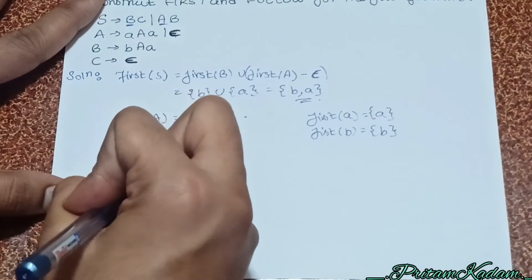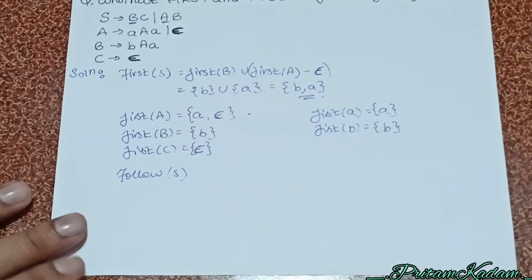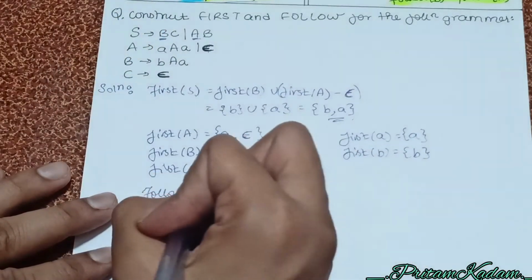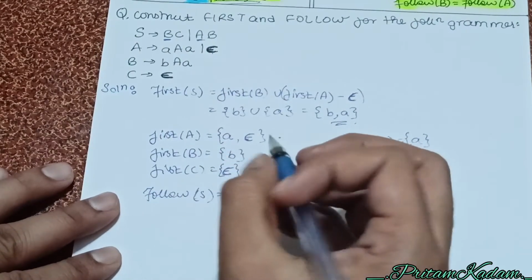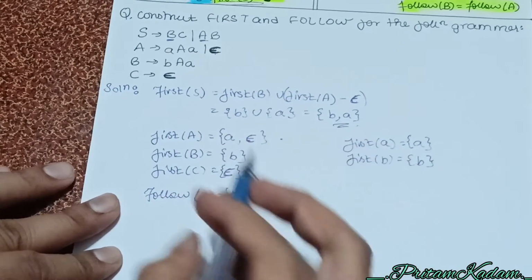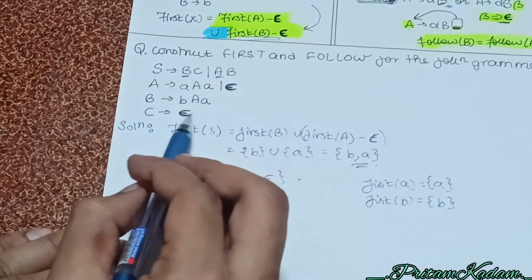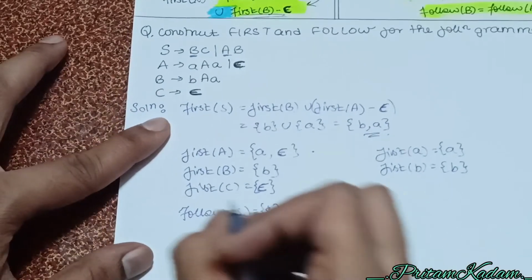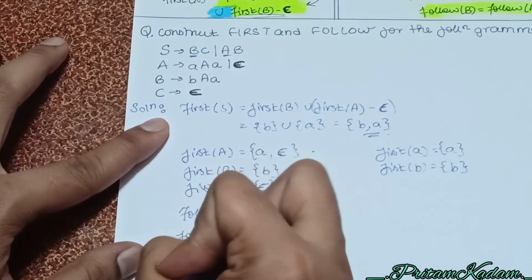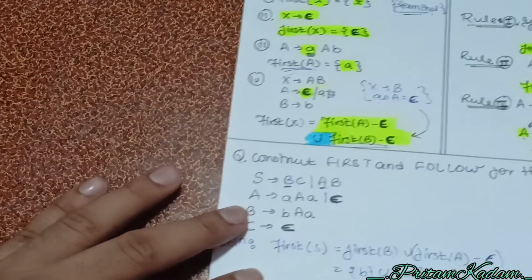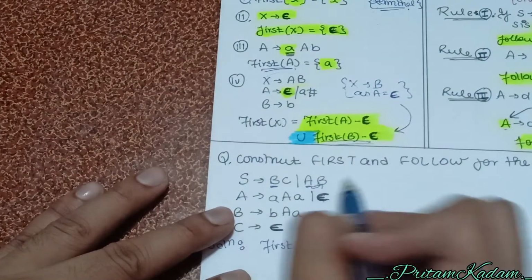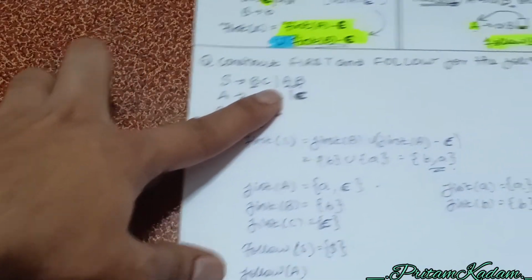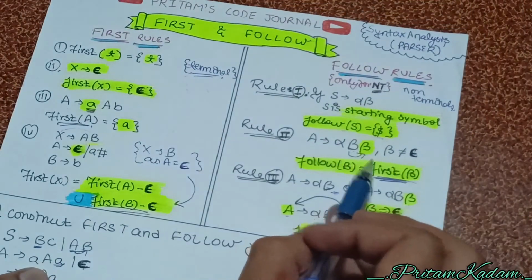So now let us find the follow of S. There is nothing following S, so we will just write the dollar sign, because by default it has follow as dollar. Now we will find the follow of A. A is followed by small a and capital B, so let us write that down. So follow of A equals, as in the S production it is followed by B, so I will write first of B, and over here I will just write the first of small a as a itself.